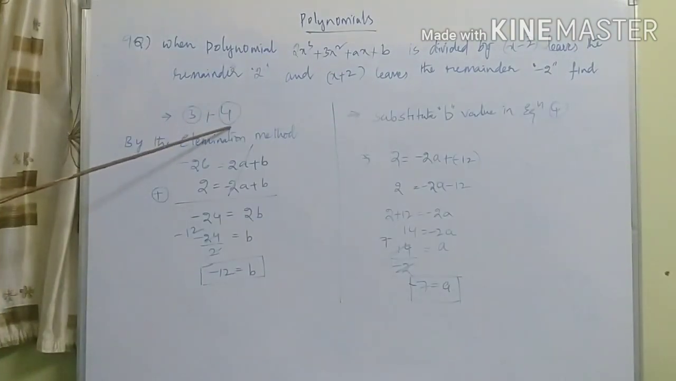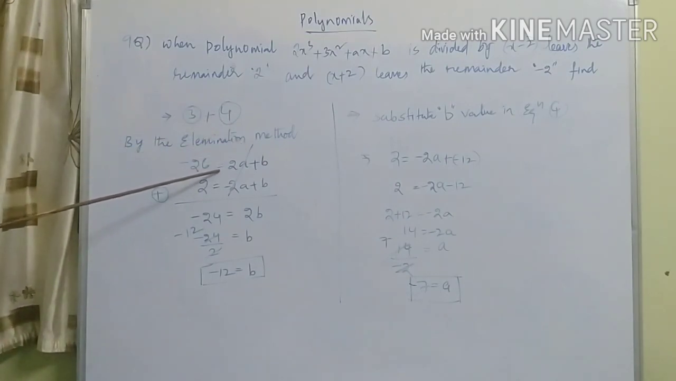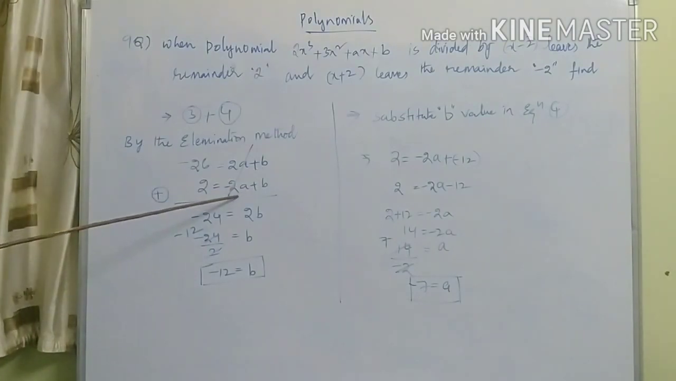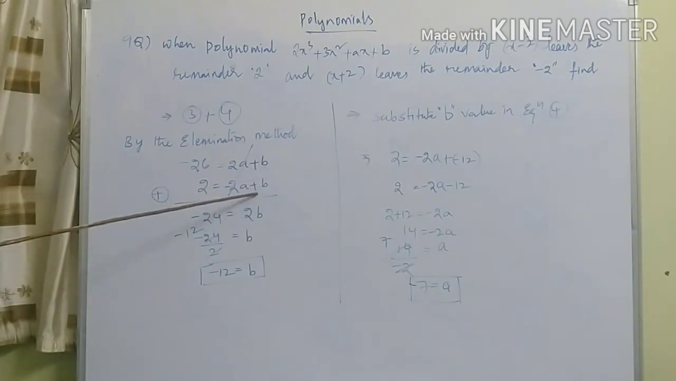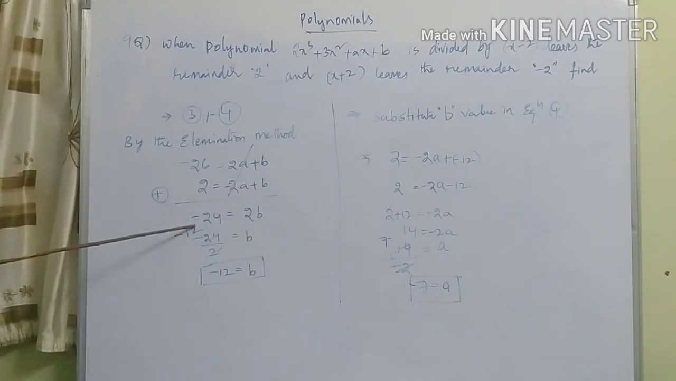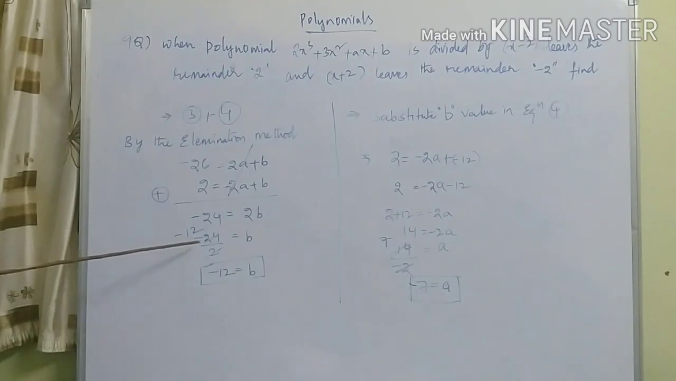Equation 3 plus equation 4, by the elimination method. Minus 26 equals 2a plus b, and 2 equals minus 2a plus b. Summing these two equations, plus 2a and minus 2a cancel. b plus b is 2b. Minus 26 plus 2 is minus 24. So 2 transposes to divide by 2. How many times does 2 divide 24? 12 times. So b equals minus 12.